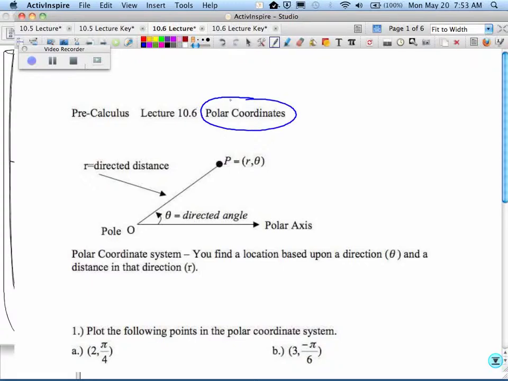10.6, we start dealing with polar coordinates. So the last lecture dealt with parametric mode on the calculator. Now we're going to be in polar mode on the calculator. Here is an ordered pair for a point in polar mode. You'll be given the r and the theta. So basically you are given the length, how far you are away from the center or the pole, and the direction in which to go. So r is that distance, and theta is the angle.